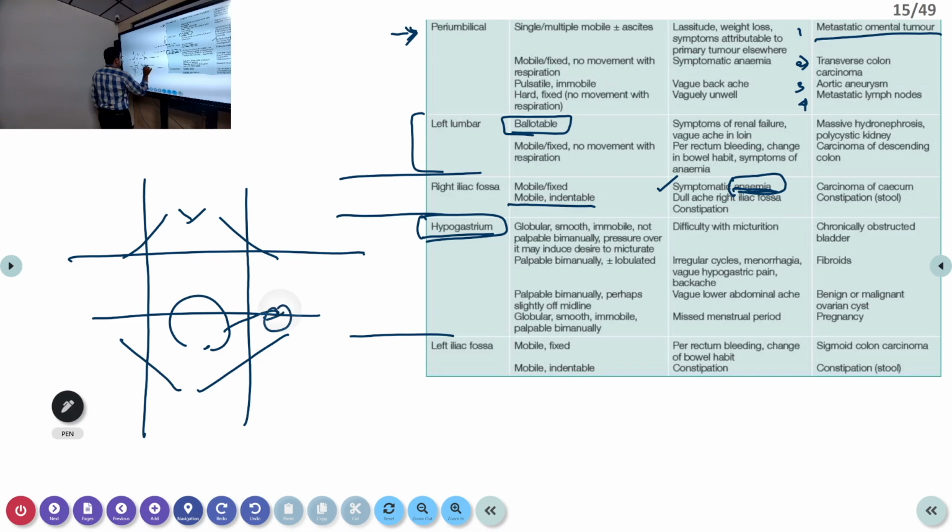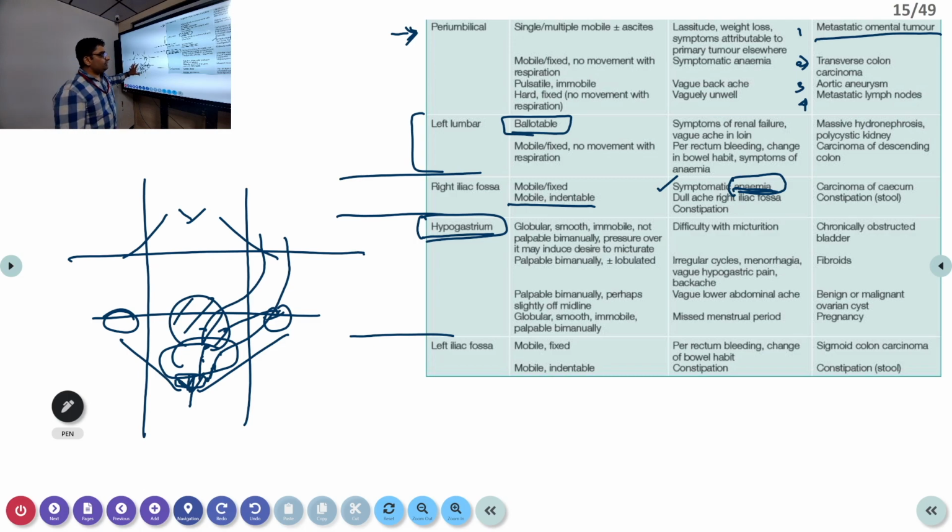Ovaries will come in the hypochondriac areas, iliac areas. The uterus may be there, or the bladder may be there, and here the prostate comes in the pelvic area. Then the sigmoid colon also comes, and the rectum also comes in that area. Those are some of the structures in the pelvic area.